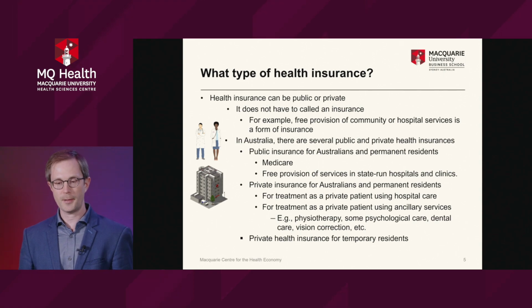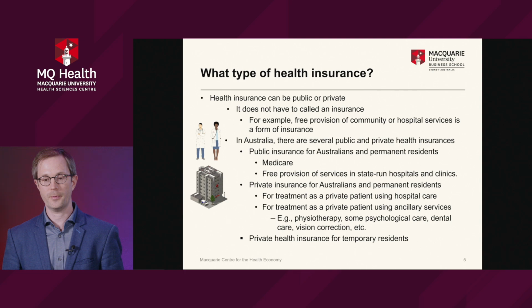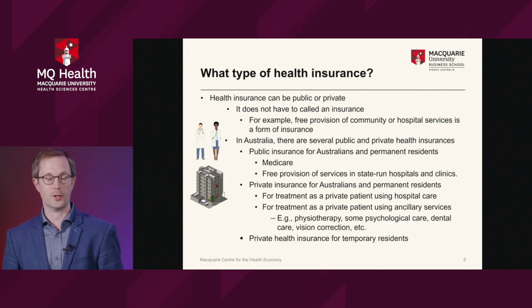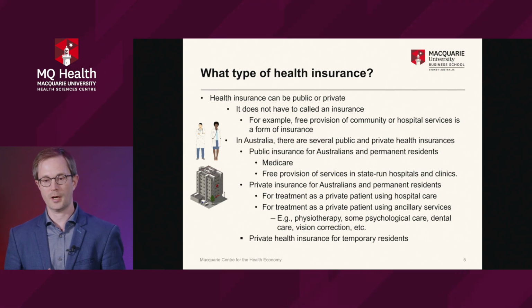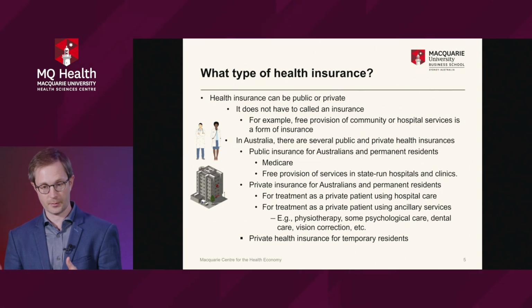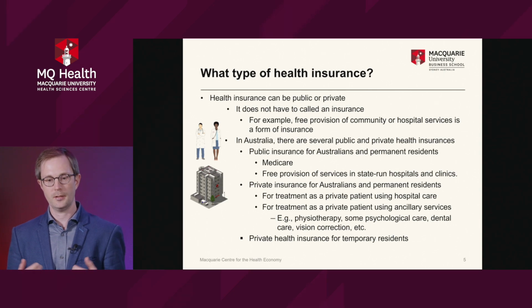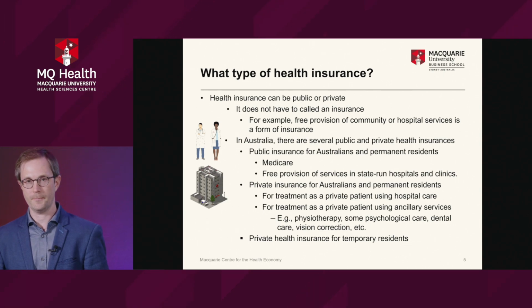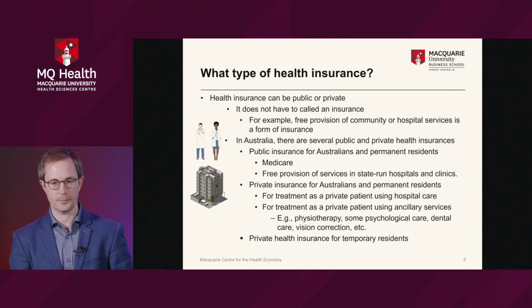And then, in addition to those public insurances, we also have private health insurance for Australians and permanent residents. Those can be for treatment as a private patient using hospital care, or for treatment as a private patient using so-called auxiliary services. Those are like physiotherapy, some psychological care, going to the dentist, vision correction, and others. And then there's another type of care, which is private health insurance for temporary residents. We often do not think about that, but some people in Australia are neither covered by the classical private health insurance nor by public health insurance, and then typically they source some private health insurance as long as they live here.